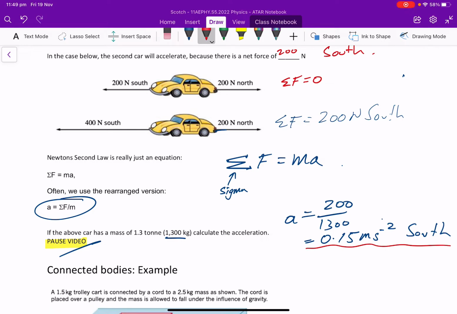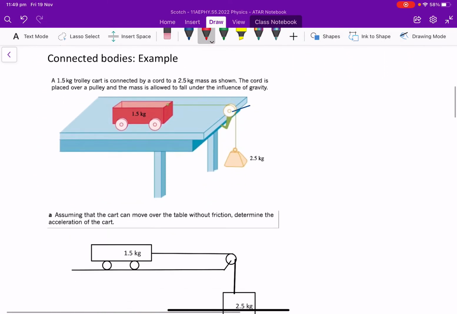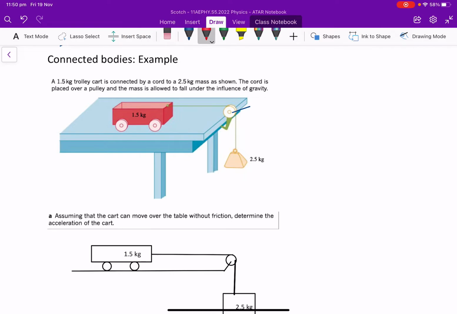Now, that's simple. If there's just one body and there's two forces acting on it, the bottom line is the big force take away the small force is always equal to ma. So the big force is always bigger than the small force by an amount equal to ma in every single case. Connected bodies are a bit more complex.